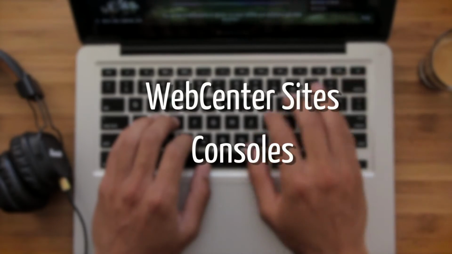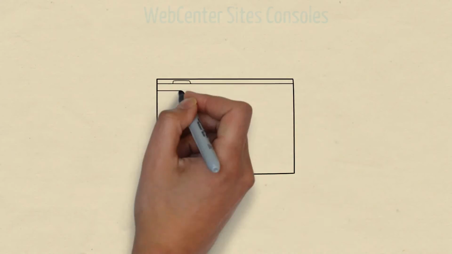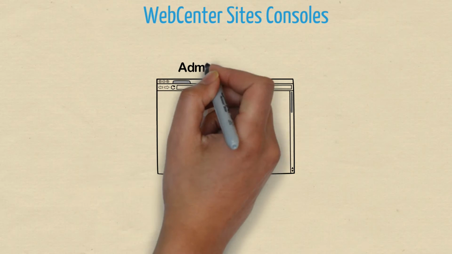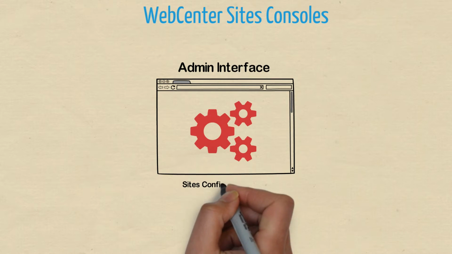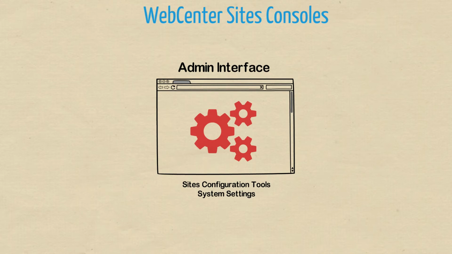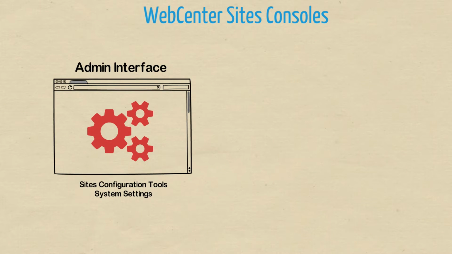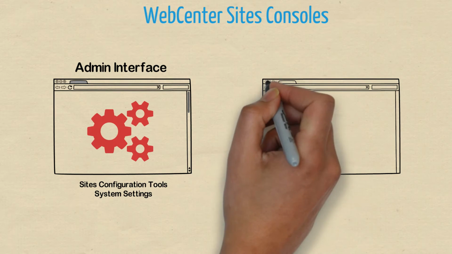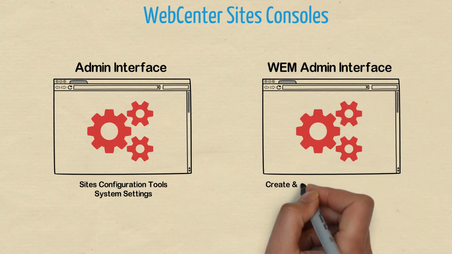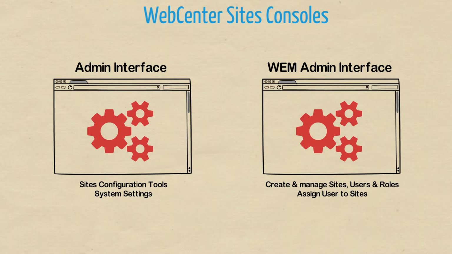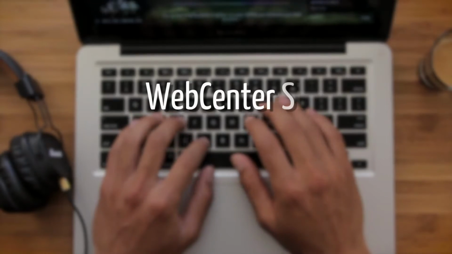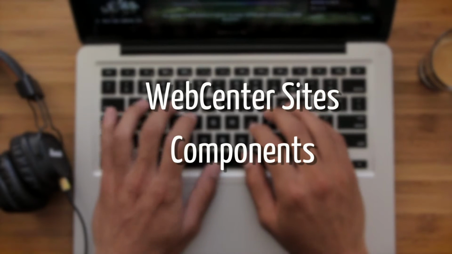Coming to the consoles available to administrators, there are two consoles or interfaces: WebCenter Sites admin interface, which contains sites configuration tools and system settings related to ACLs, publishing, cache, asset types, and so on. The second console is the WebCenter Sites web admin interface, which is the web experience management admin interface, which is used to create and manage sites, users, and roles. We can use this console to assign users to respective sites as well. Next, let's discuss the components of WebCenter Sites.